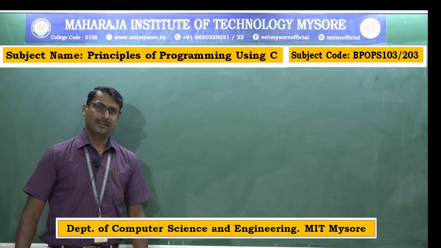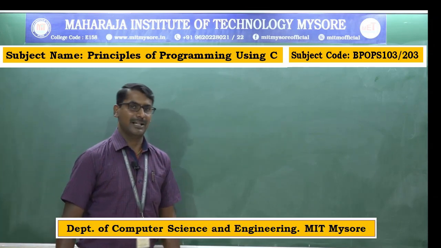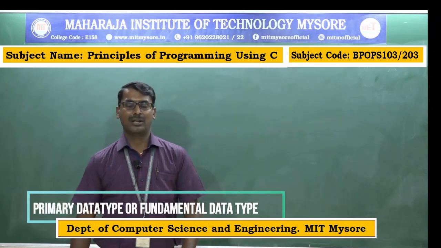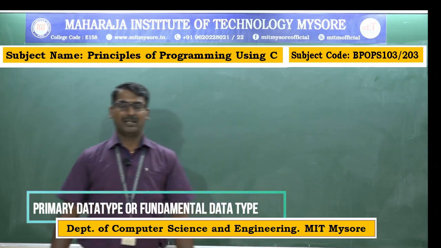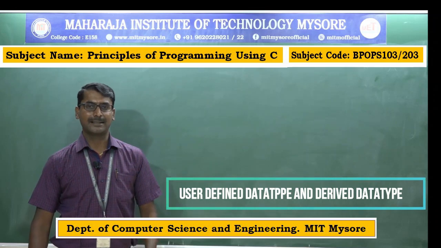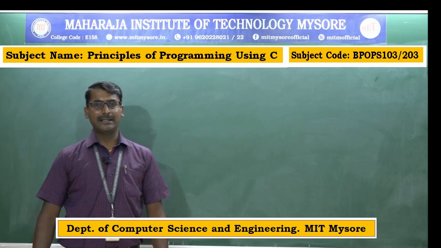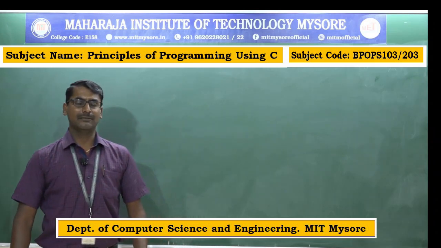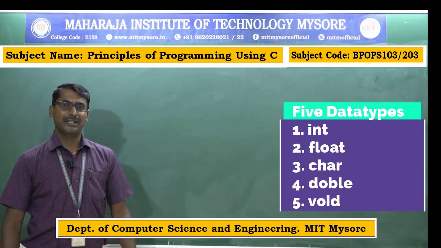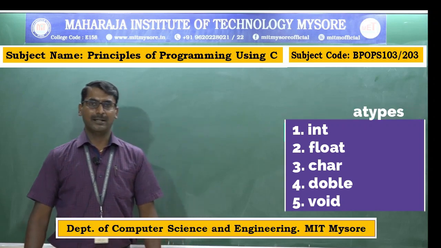Then we discussed the data types. Mainly in C language, data types are classified into three categories. One is the primary data type, also called the fundamental data type. Next, the user defined data type and the derived data type. In the last session we discussed the primary data type. All C compilers support mainly five different data types: integer, floating point, void, double and character.